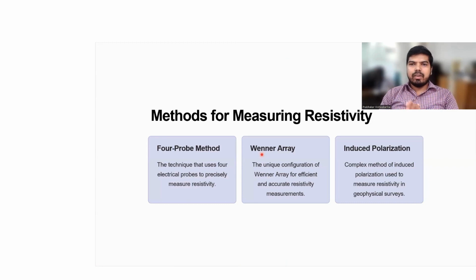There are various methods used to measure the electrical resistivity: the four probe method, the Wenner array method, and the induced polarization method. We will discuss these methods one by one.